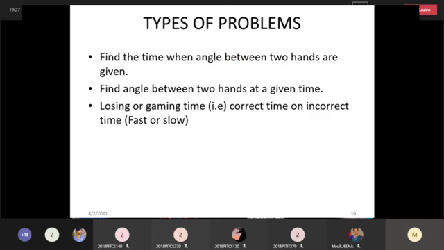So what are the types of problems they will usually ask in the GATE questions? Very simple problems. So first, what type of problem will it be? Find the time when the angle between two hands is given. And the second type of problem, find the angle between two hands at a given time. And the third one, losing or gaining time. That means correct time or incorrect time. It can be fast or slow.